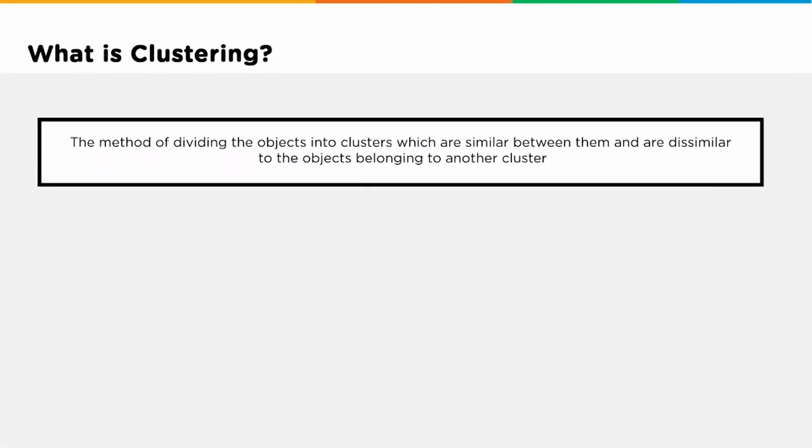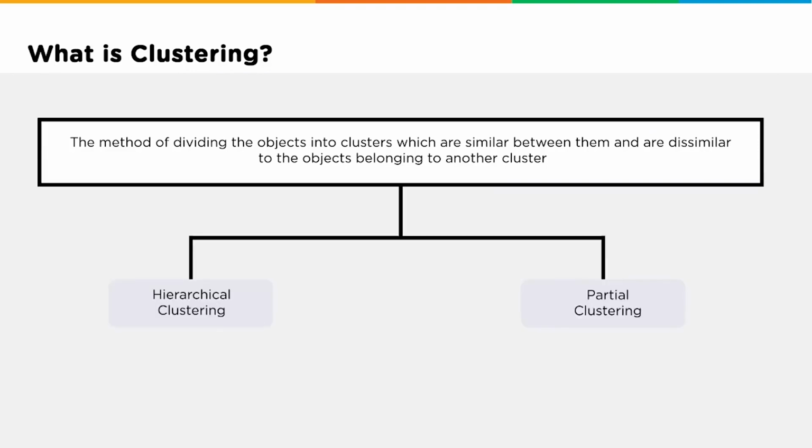The method of dividing the objects into clusters, which are similar between them and are dissimilar to the objects belonging to another cluster. So this is a formal definition of clustering. And we have here what we call hierarchical clustering and partial clustering. And we're going to go more into detail on hierarchical clustering. And you'll see the difference between the two where partial clustering doesn't have the descending graph. It just has groups of things. And under hierarchical clustering, we're going to go over agglomerative and divisive. And you can think of agglomerative as bringing things together and divisive as dividing them apart.